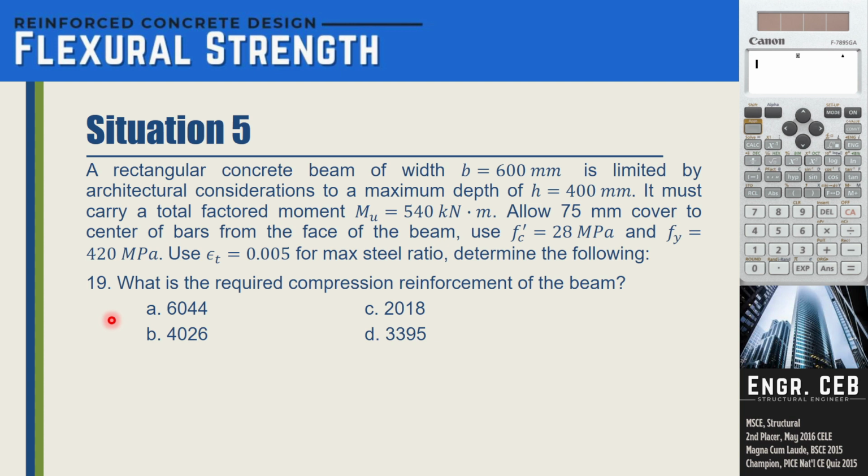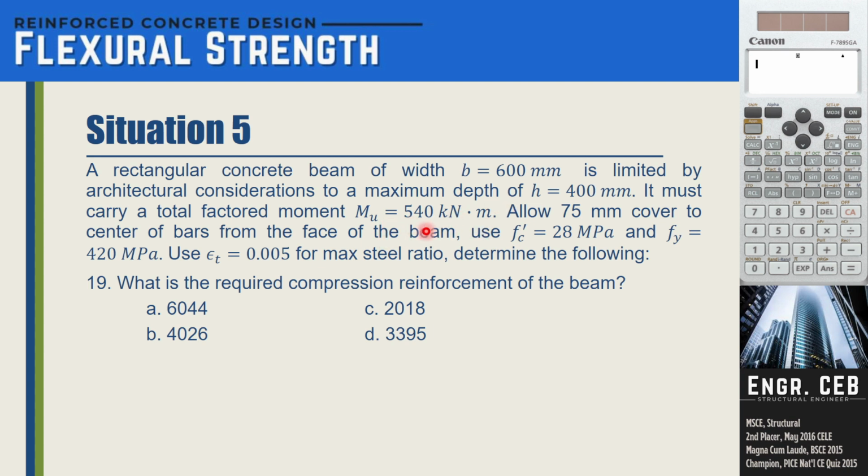Use strain equals 0.005 for max steel ratio. Determine the following. What is the required compression reinforcement of the beam? So as you can see, we have here the dimensions, but we do not have the steel reinforcement. The given is the factored moment to be resisted. So this problem is a design problem because we are going to determine the amount of reinforcement that will enable our beam to resist this factored moment.